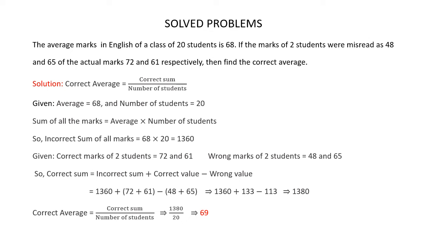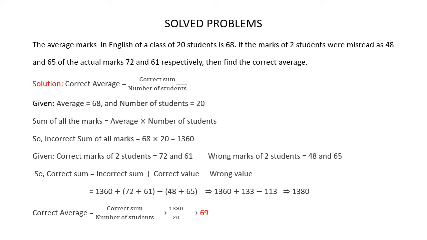So if we find the correct sum, then we can calculate the correct average. Now it's given that the average is 68 and number of students is 20. So sum of all the marks is equal to average multiplied by number of students, which is 68 multiplied by 20, which gives us 1360. But this 1360 is not the correct sum of all the marks, because while calculating the average marks, the marks of two students were misread. So 1360 is the incorrect sum of all the marks.